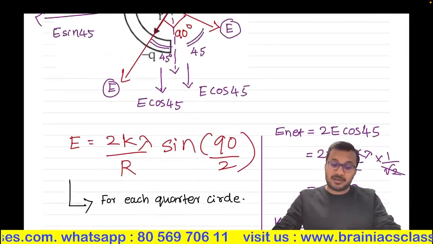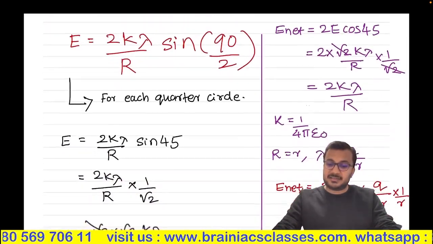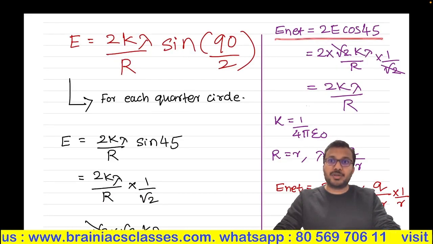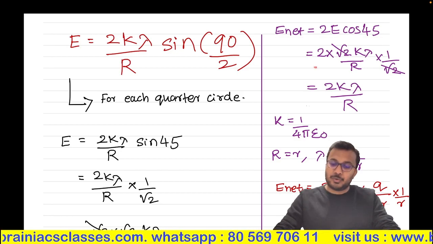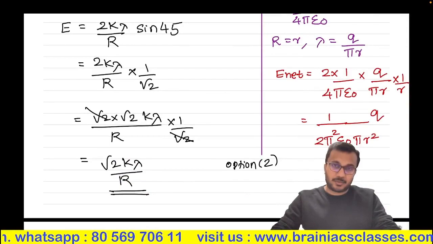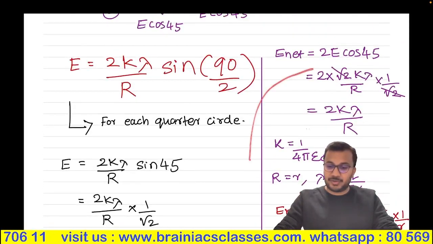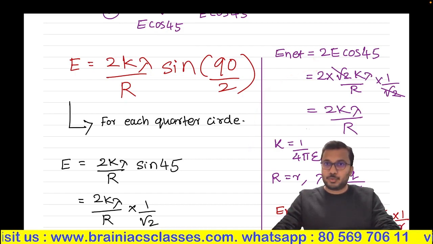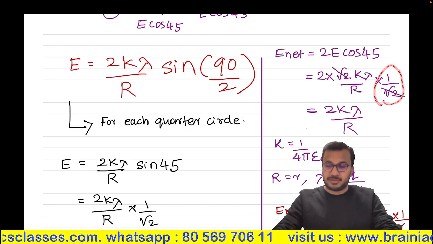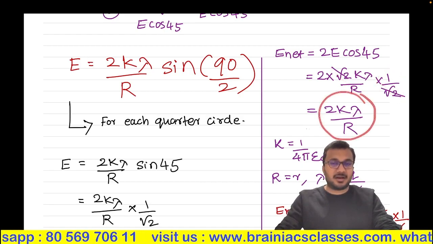Now what is the total electric field? I already told you, E cos 45 plus E cos 45. That is nothing but the net electric field, 2E cos 45. What is E? Root 2 k lambda by r. Substitute. We already calculated the value here. So this value is coming here: 2 root 2 k lambda by r into cos 45, which is 1 by root 2. Again this root 2 gets cancelled. You will get 2k lambda by r.